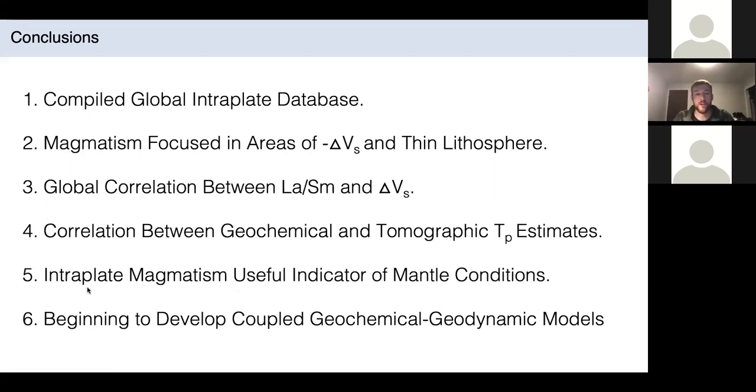I think this work shows that intraplate magmatism is a useful indicator of mantle conditions, particularly it tells you when the lithosphere is thin, and lanthanum over samarium can be used as a rough proxy for mantle temperature. And I'm beginning to incorporate these observations into geochemical and geodynamic modeling.